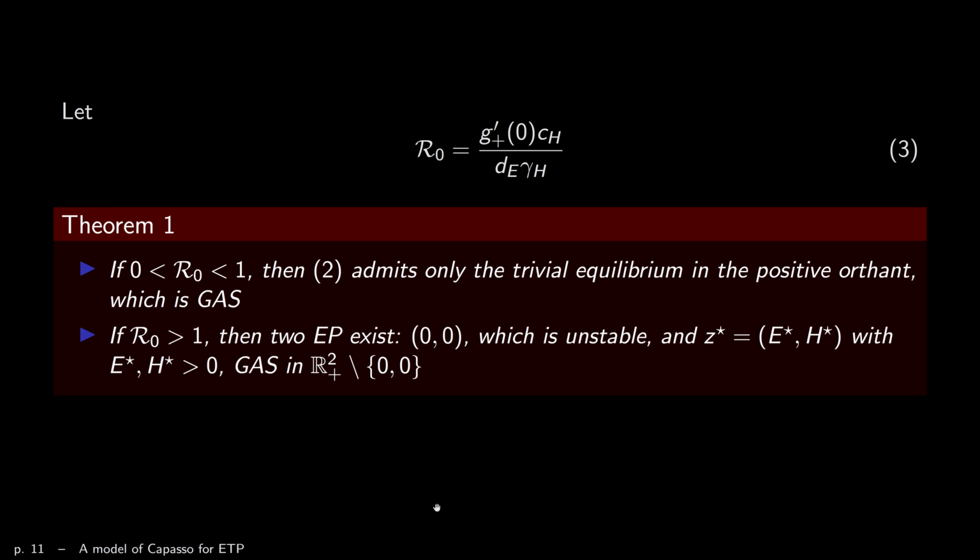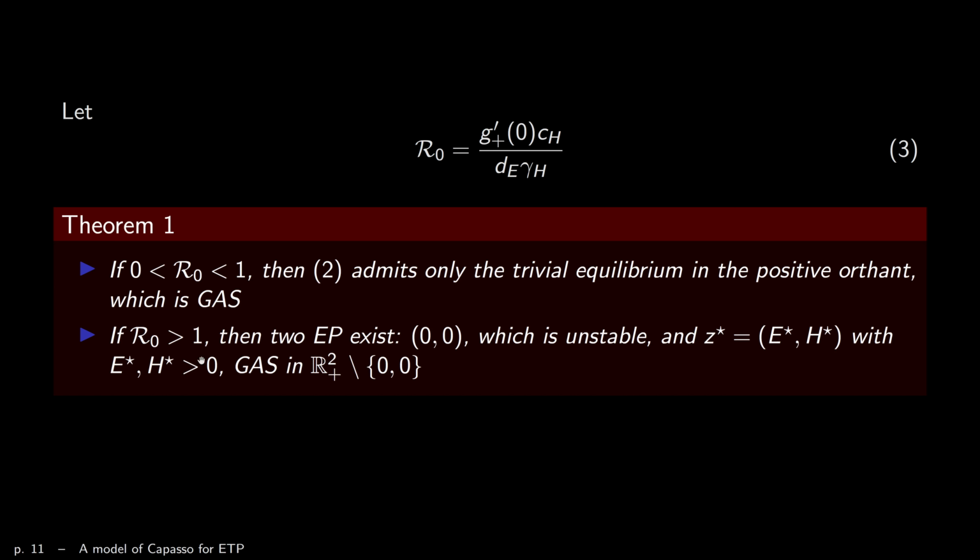And then there is this result, which is very classic, on the other hand. If R0 is between 0 and 1, then what we find is that there's only a trivial equilibrium. And by trivial, we mean it's 0. Okay, so the two components E and H are both 0. And that equilibrium is globally asymptotically stable. So if this R0 is less than 1, both the number of humans infected and the number of pathogens in the environment go to 0.